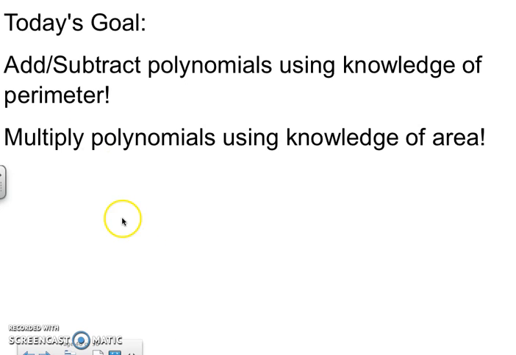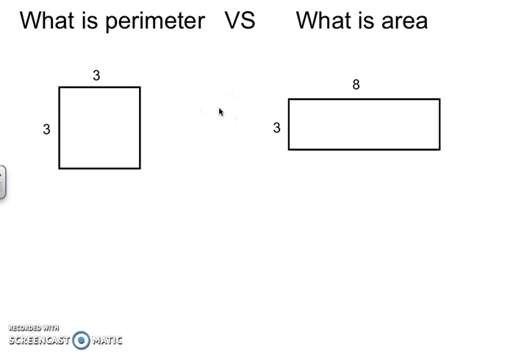But today's goal is to add and subtract polynomials using our knowledge of perimeter, and then we're going to multiply polynomials using our knowledge of area. So we know how to add and subtract them, we know how to multiply them, we're going to take it a step further and apply a different concept to it. So first off, let's talk about what perimeter is versus what area is.